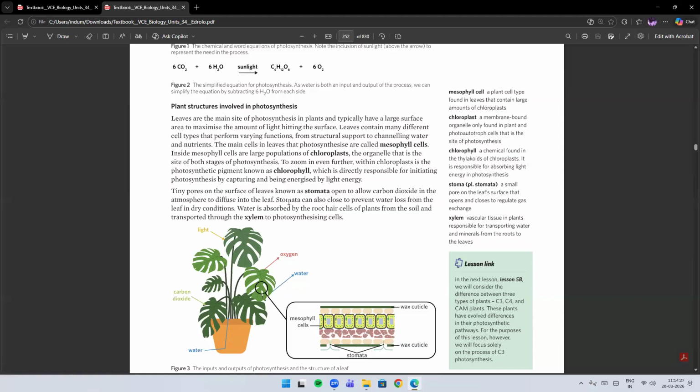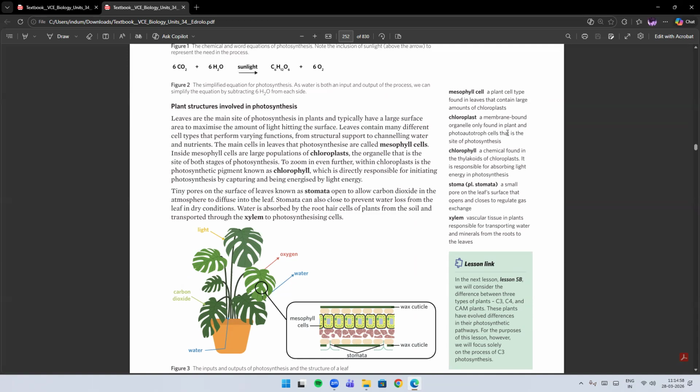Tiny pores on the surface of leaves, known as stomata, open to allow carbon dioxide in the atmosphere to diffuse into the leaf. Stomata can also close to prevent water loss from the leaf in dry conditions. Water is absorbed by the root hair cells of plants from the soil and transported through the xylem to photosynthesizing cells. Mesophyll cell, a plant cell type found in leaves that contain large amounts of chloroplasts.